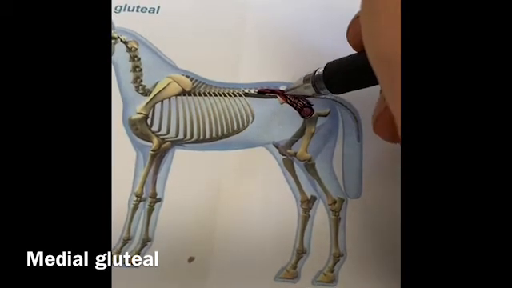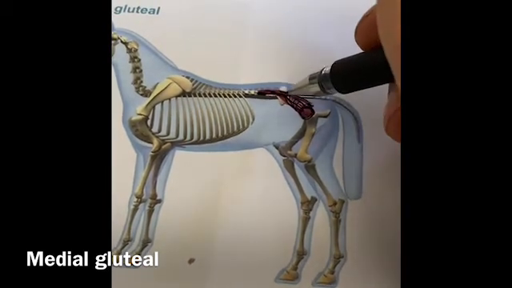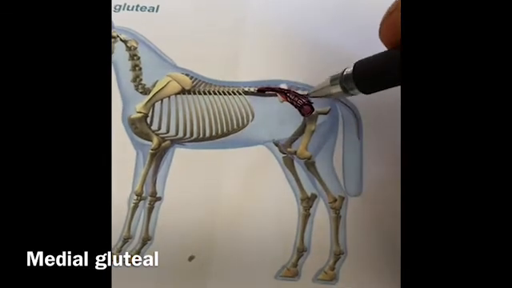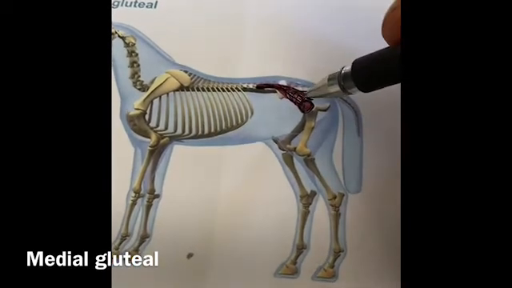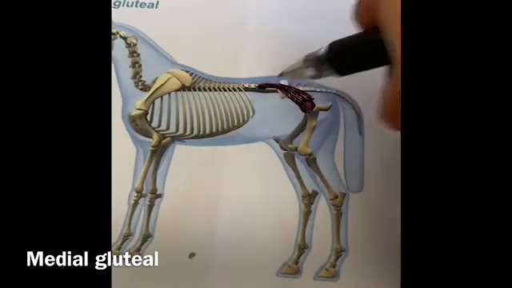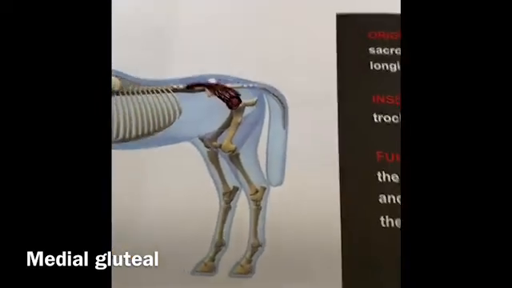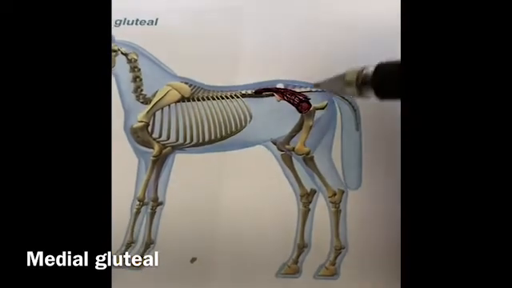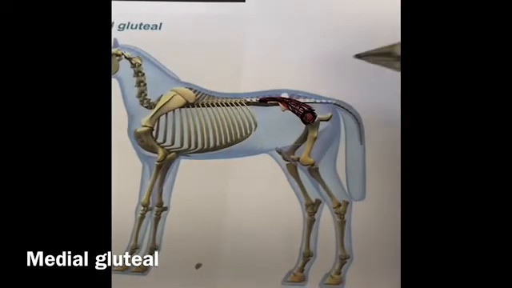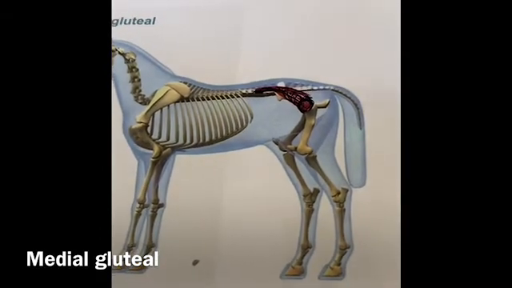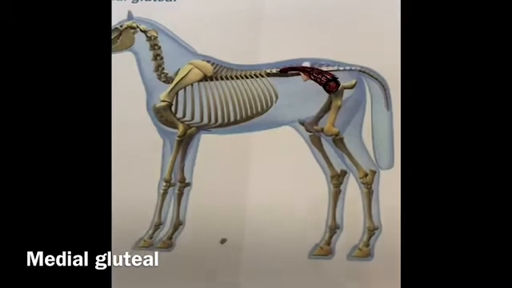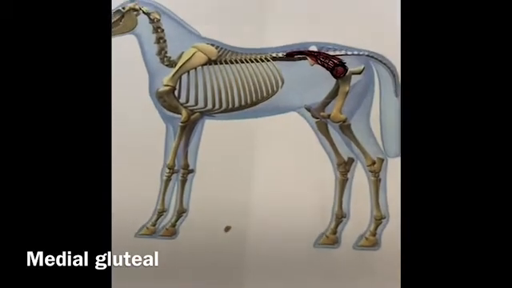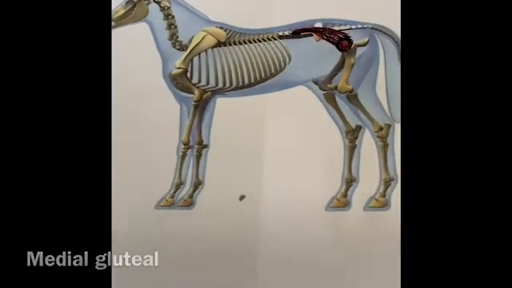So that's called the medial gluteal or middle gluteal tongue, because it's kind of got this tongue-like projection to the middle of the back here. So its function is extension of the hip joint. This is our hip joint here. Abduction, so to take away, and medial rotation of the hind limb. And that is the medial or middle gluteal.